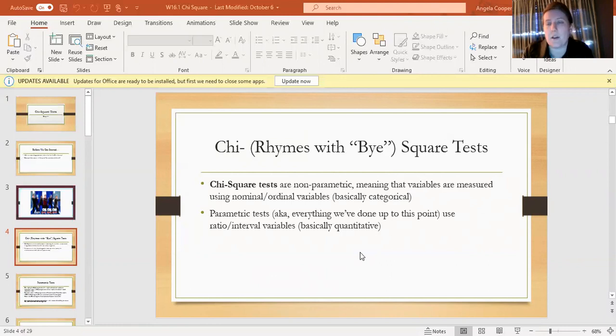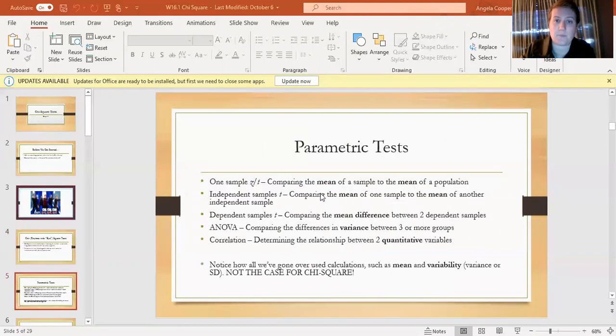So essentially, I'm boiling it down to chi-square tests using categorical variables exclusively, as opposed to parametric tests, which we have been doing all the way up to this point. They use ratio or interval variables. So it boils down to chi-square using exclusively categorical variables, whereas parametric tests can include quantitative variables.